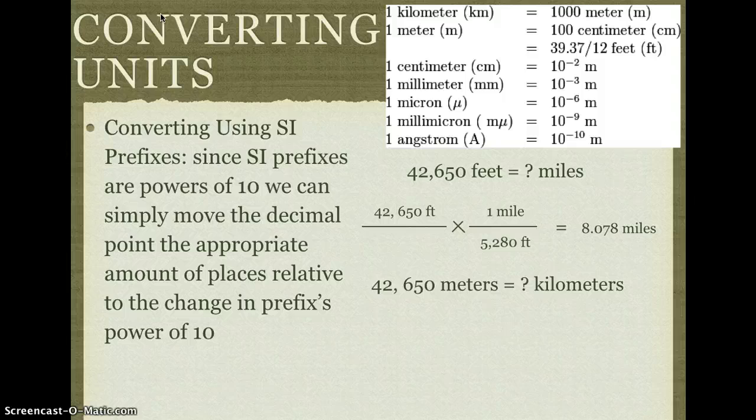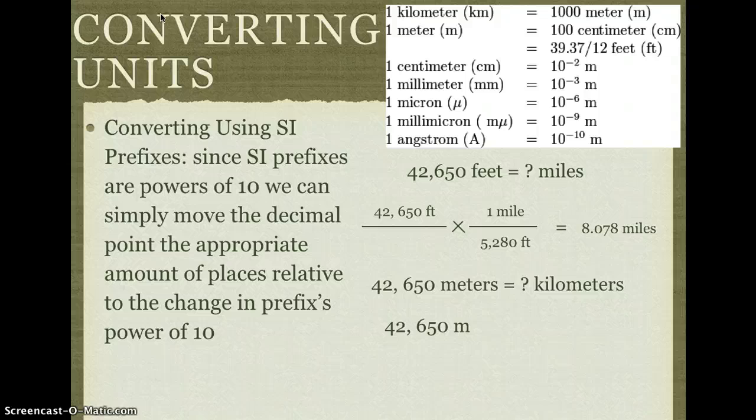But what we'll use in science is going to be SI prefixes, which ultimately means all we have to do is move the decimal place. So while that problem wasn't necessarily difficult, it was a problem that involved knowing a conversion factor, and a conversion factor that was kind of an interesting number. 5,280 is not exactly a simple number. So now we're going to look at this other method of looking at meters to kilometers.